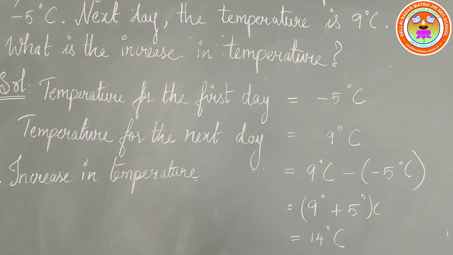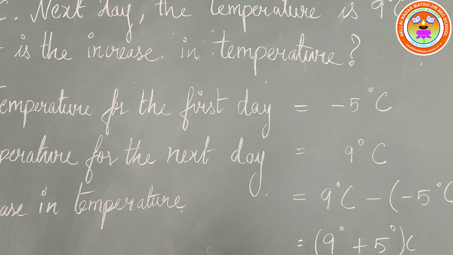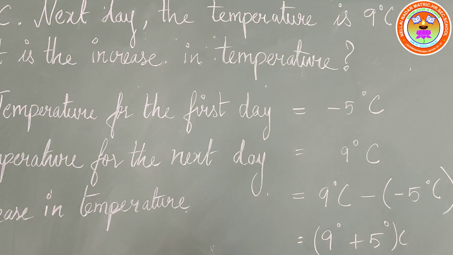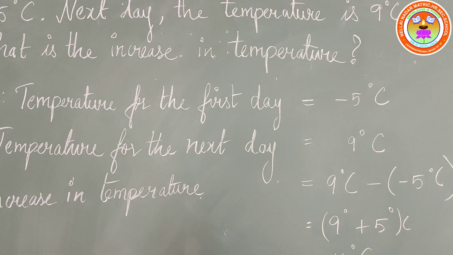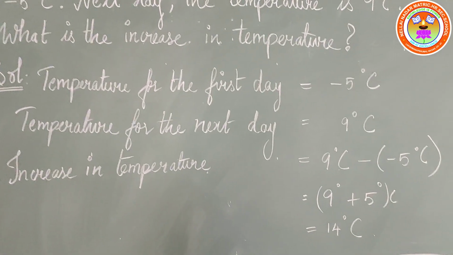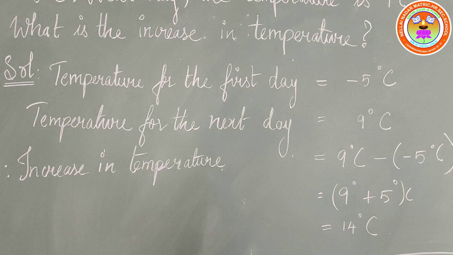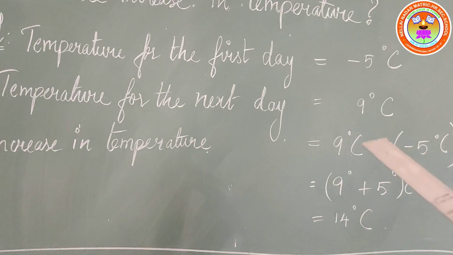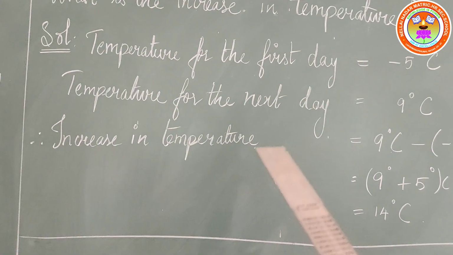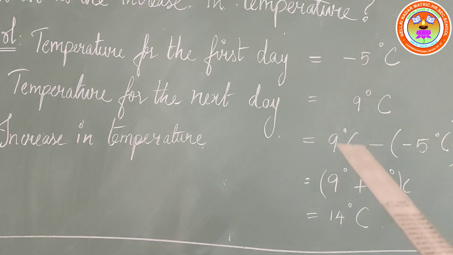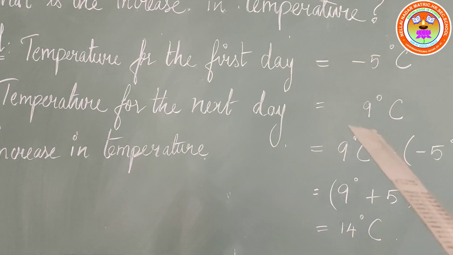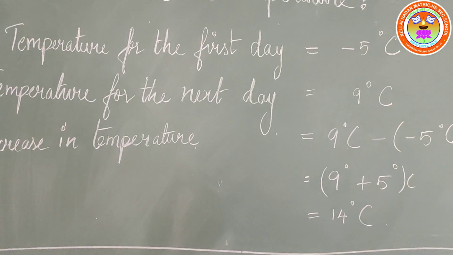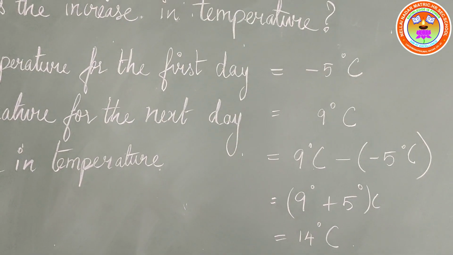So let us write the solution. Temperature for the first day. What is the temperature mentioned there? Minus 5 degrees Celsius. What happened to the temperature for the next day? It has increased. So temperature for the next day is equal to 9 degrees Celsius. Now to find the increase in temperature, what I have to do? I have to write the next day's temperature, then the first day's temperature. What I should do? Add or subtract? I have to subtract, yes.